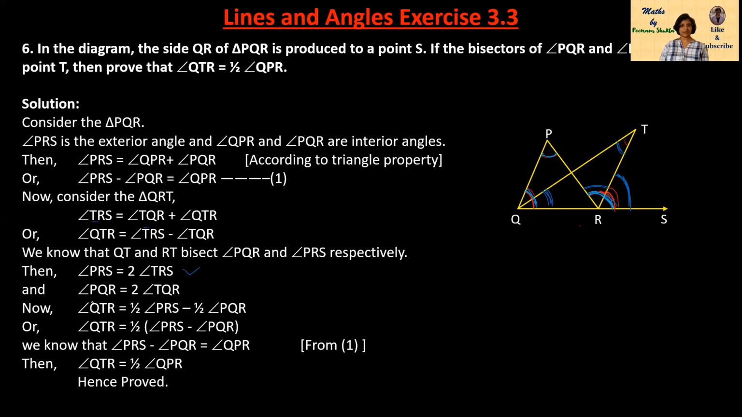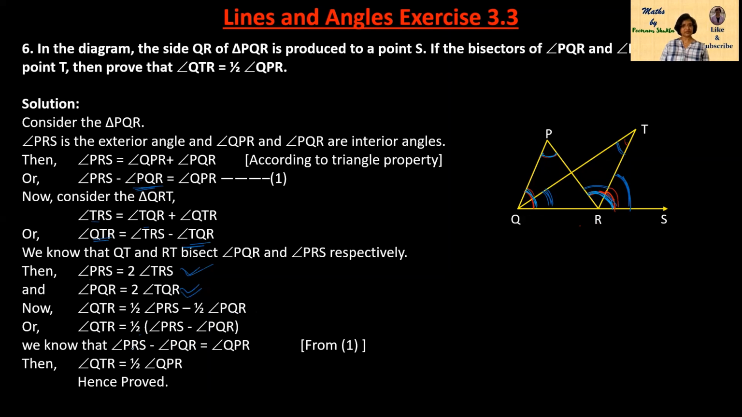That means, okay, and PQR equals to twice TQR. Clear? That we have written here. So now PQR and TQR, in this expression, if we are writing the values of these two from here, right? So we can write half of QTR equals to half of PRS minus half of PQR.